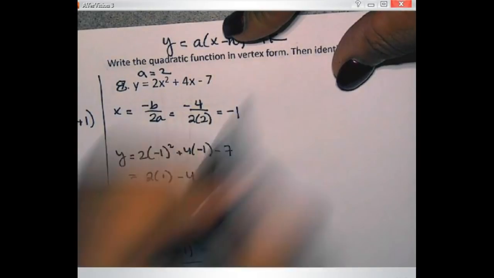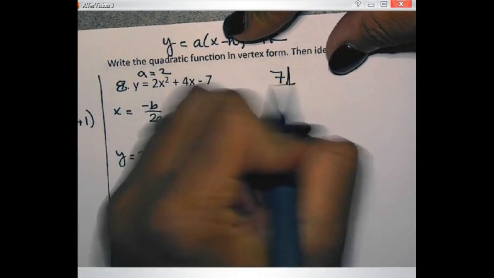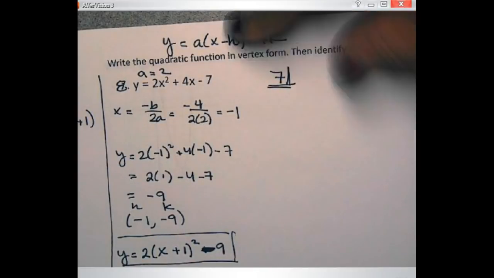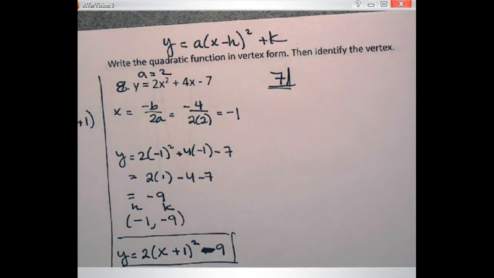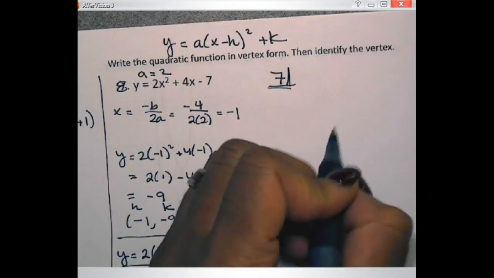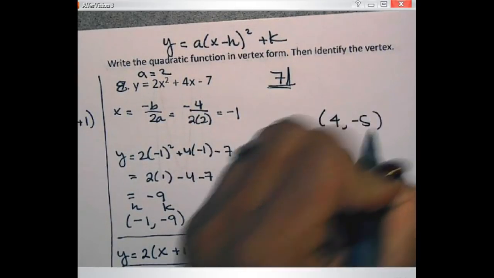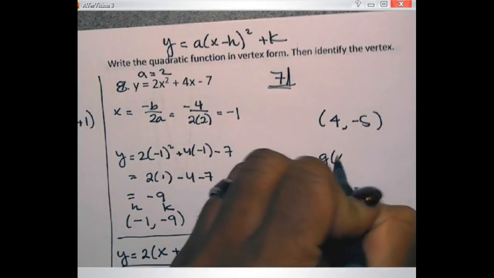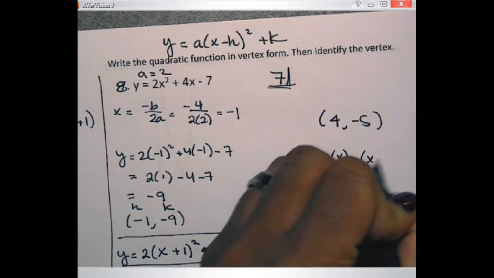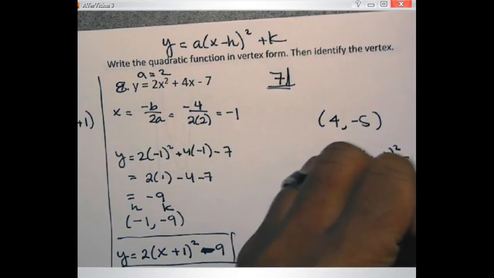Now, show me what you really know, and try number 7 on your own, if you would please, using what we did in previous notes, and then I will have your answer here for you to check. Oh, it also said to identify the vertex, which we did here, negative 1, negative 9. And so if you worked out number 7, you would have 4, negative 5 as your vertex, and g of x is equal to x minus 4 squared minus 5.